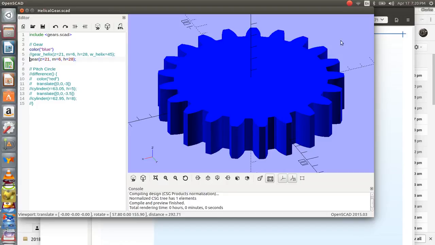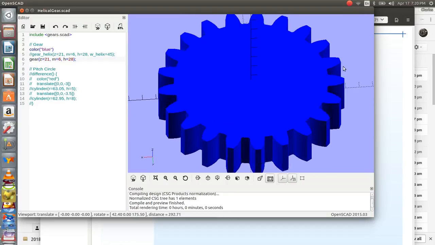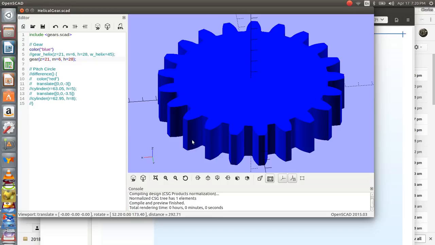Here's a nice little spur gear. Rotate it around a little bit. You can very readily see that if we have a force operating on the surface of a tooth, we can resolve that, as we did in the previous video, into something that tries to make the gear spin and something that tries to push gears out of mesh. Let's look at the same size gear in helical shape.